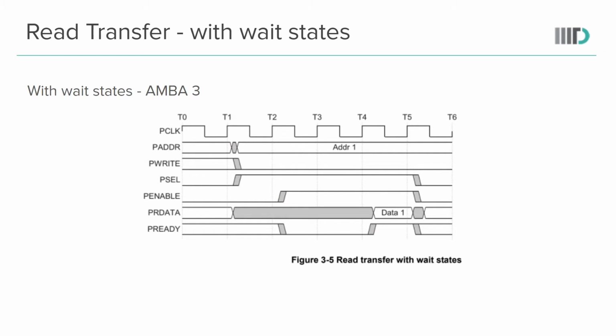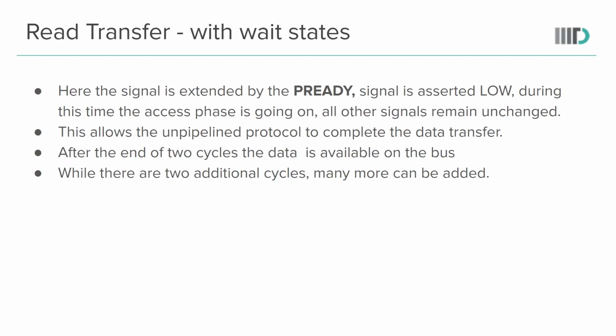And at the end of the 2 clock cycles, when the data is available on the bus, we can finally read the data, and then we can deassert all of our other signals. So here only 2 extra cycles were given, but this again can be extended to many more cycles as and when needed by the various APB slaves. This is just a summary of what was said in the previous slide.